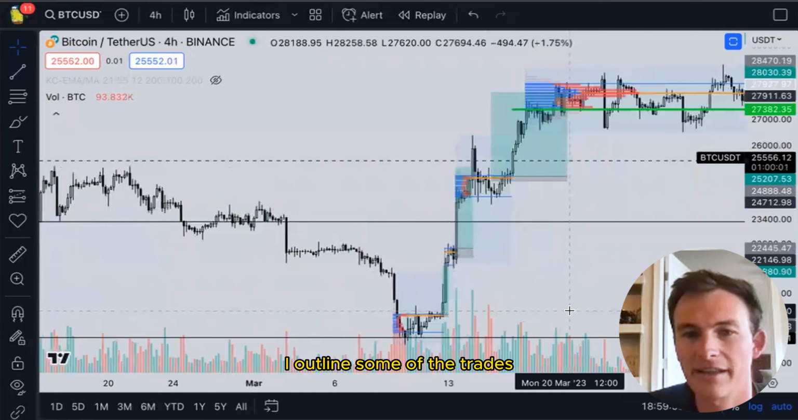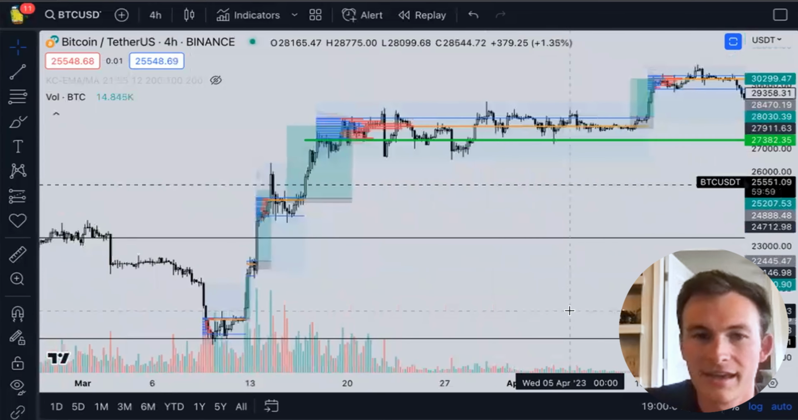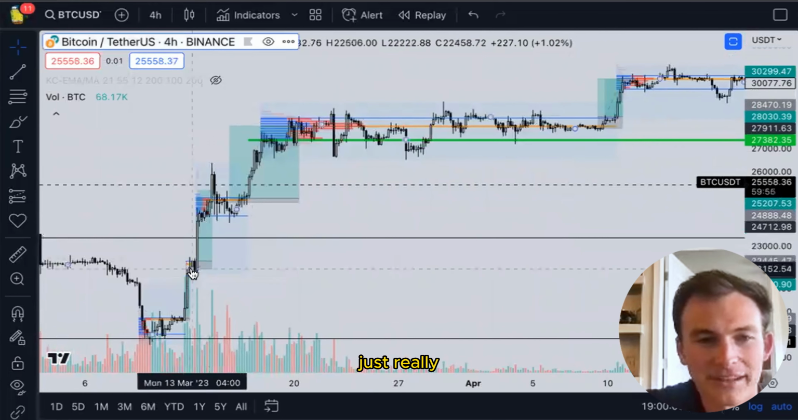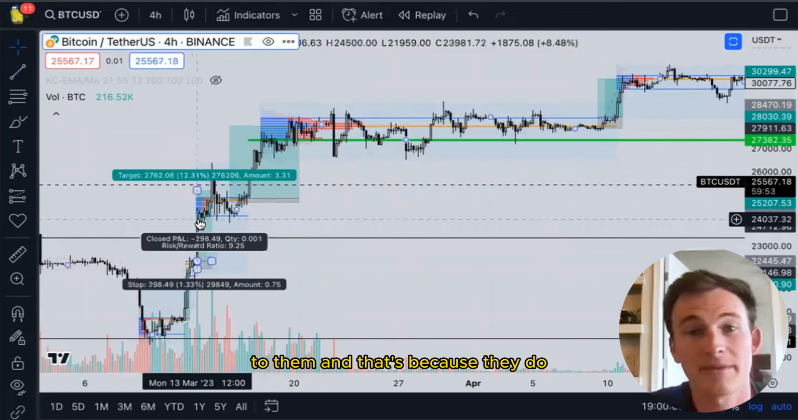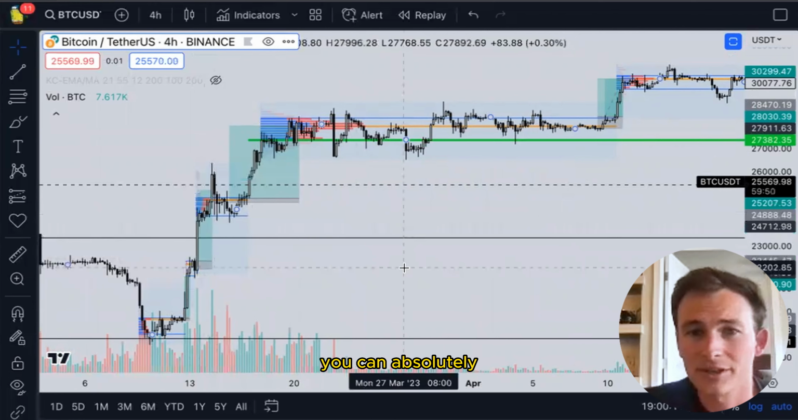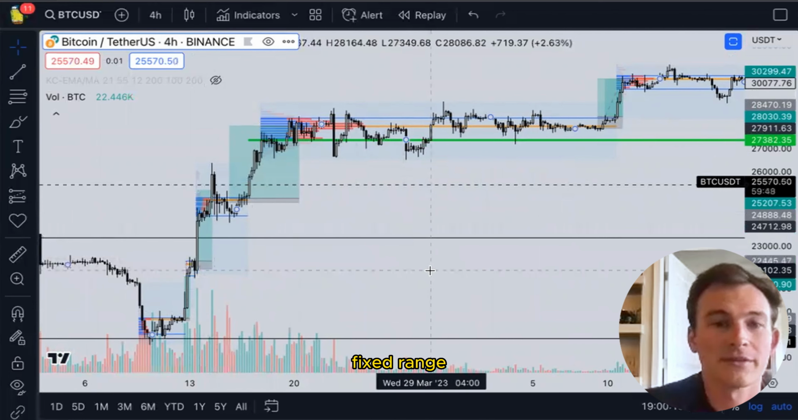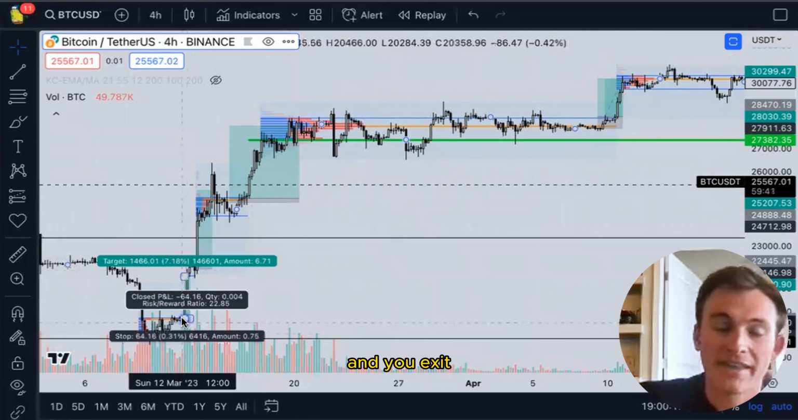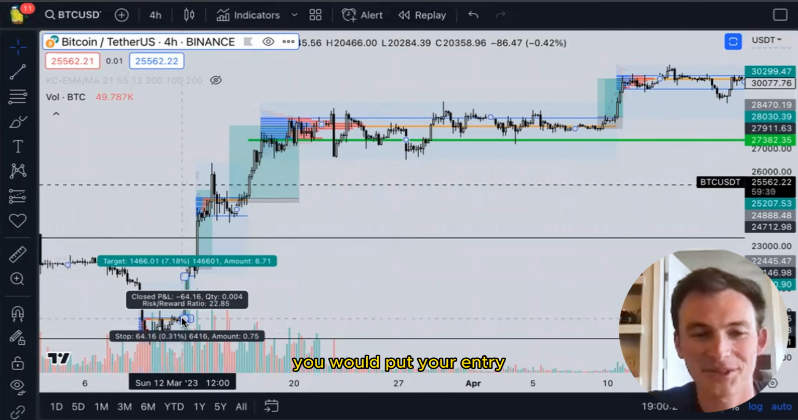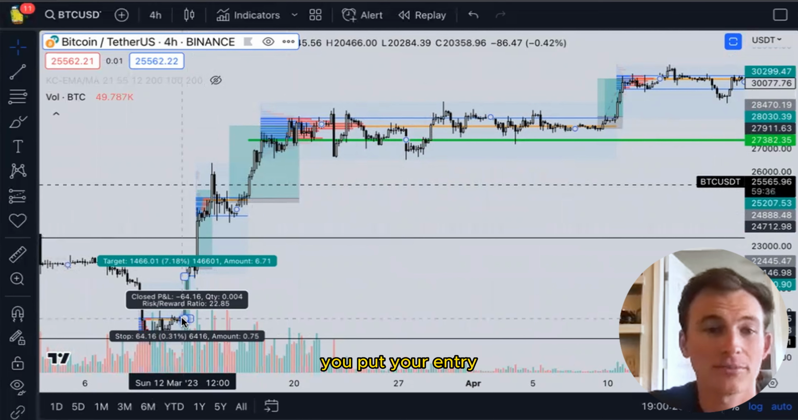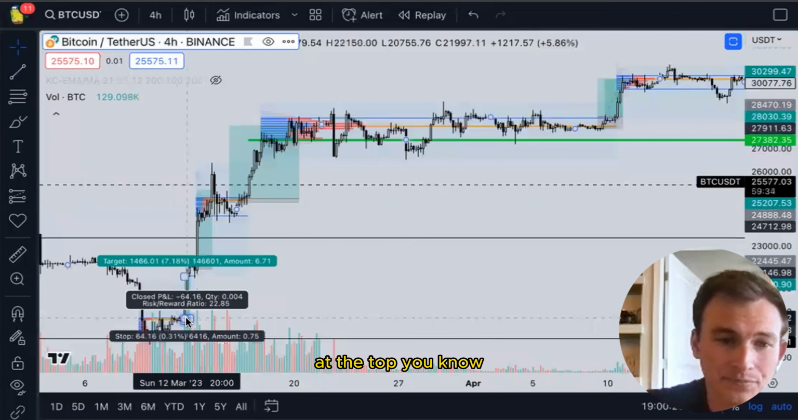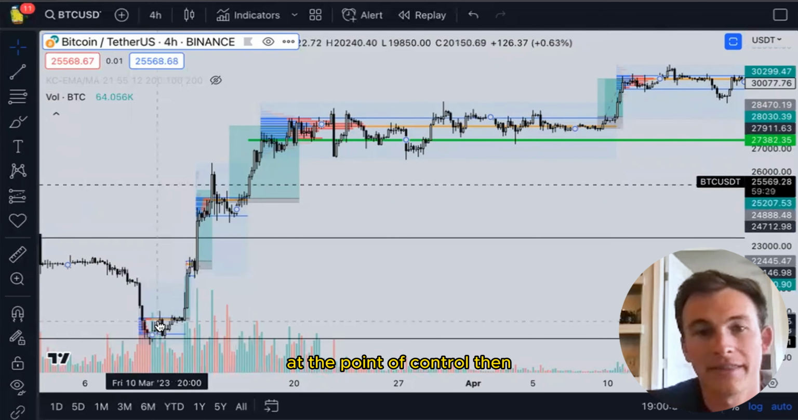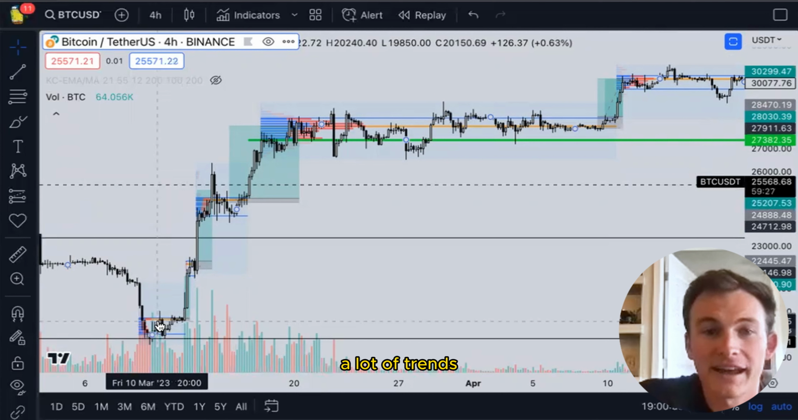And I outlined some of the trades that I took on this trend. It might look like these trades have really great risk reward to them, and that's because they do. You can absolutely trade a trend like this when you use fixed range volume profiles, because when a market's trending and you exit the value area, if you're structuring a trade, you put your entry at the top of this breakout, and then you put your stop loss at the point of control. And for me, that's how I trade a lot of trends.